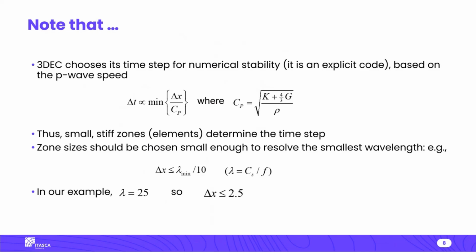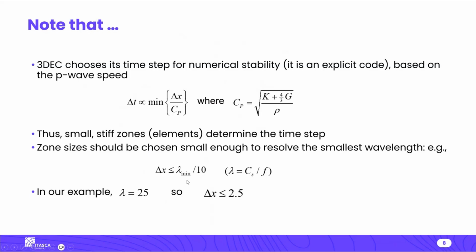The other thing to point out is that zones should be chosen small enough to resolve the smallest wavelength. So imagine you had 4 zones per wavelength. You will barely be able to resolve that wave. If you have 1 zone per wavelength, obviously you can't resolve it at all. So the recommendation here is you want to have roughly 10 zones per wavelength. You can work out what the wavelength is here from the velocity divided by the frequency. So higher frequencies give you smaller wavelengths and so on.